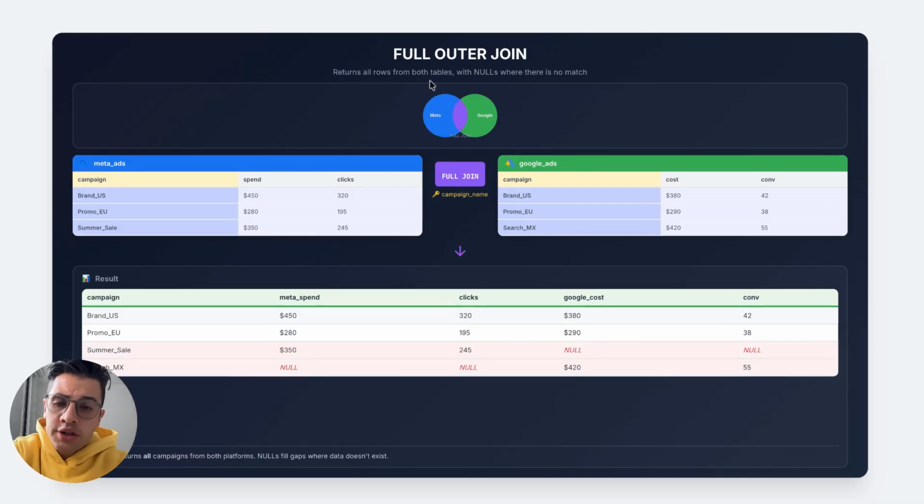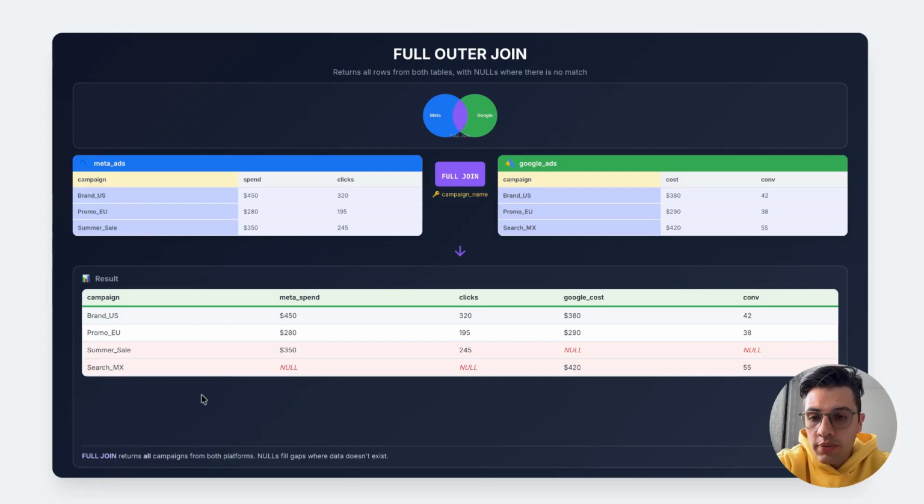Okay, now we're gonna see the full join, our last type of join. In this case, we are gonna join all the rows from the meta ads table and all the rows from the Google Ads table. We're gonna do it using our primary key campaign because it's the column that is shared between both tables and it has unique values inside of it. And the resulting query will be this one.